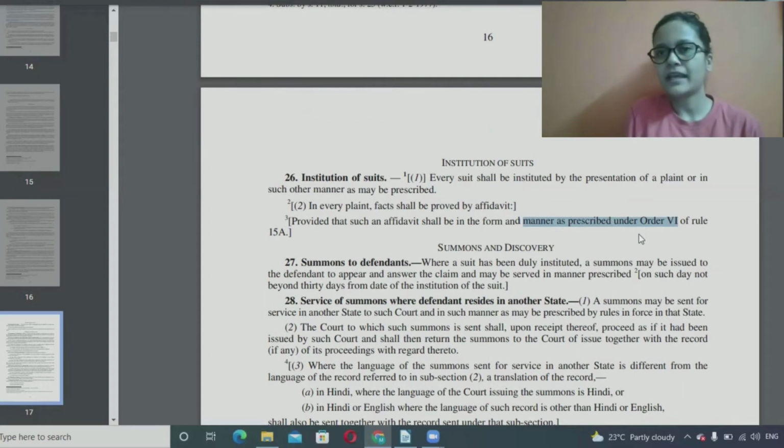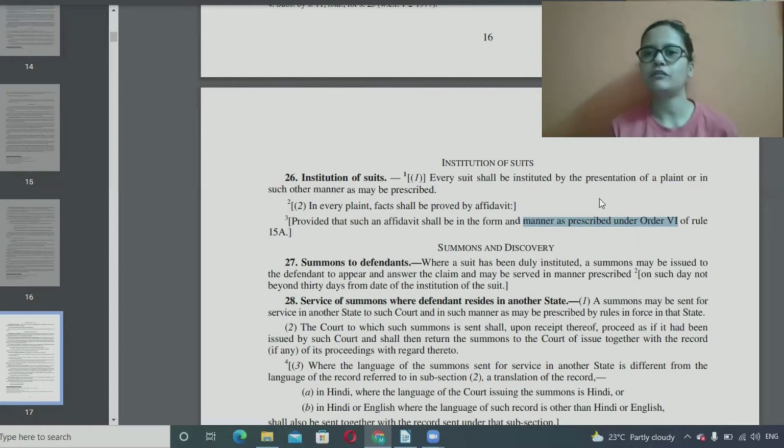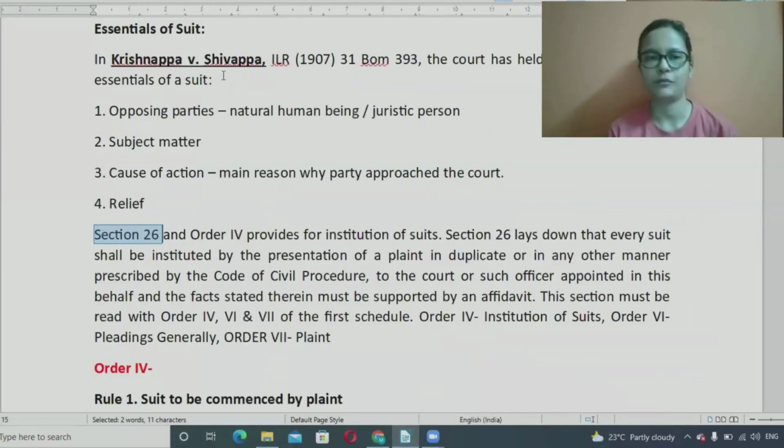In the same way, in case of CPC also, orders will give us the details: how we need to do it, how we need to fill the form, which form we should be filling. Every single detail will be there in the order. So from the sections part, section 26 is the only section which talks about institution of suits. It is very simple, just 2 or 3 subclauses, and that is all it is about. But then we need some additional information also.